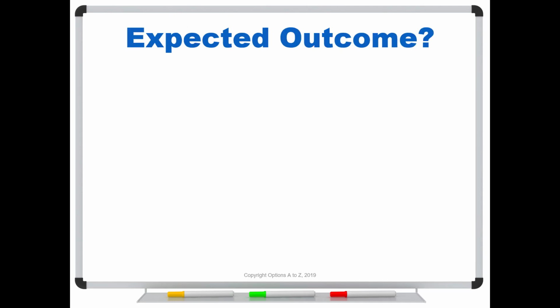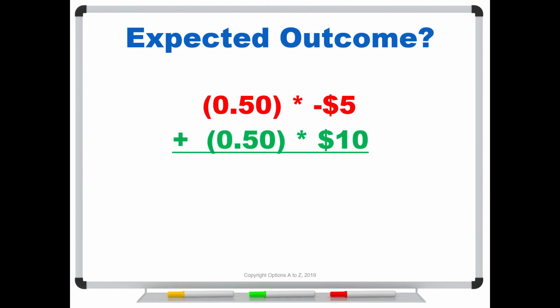So what can you expect to happen in the long run? Well, mathematically, you're going to lose $5 half the time. Remember, both teams are equally likely. And you're going to win $10 half the time. And that means your net expected value is a positive $2.50. That's a whole lot better than 0 when you're betting against your coworker. And it can only happen once you understand how to hedge your positions.